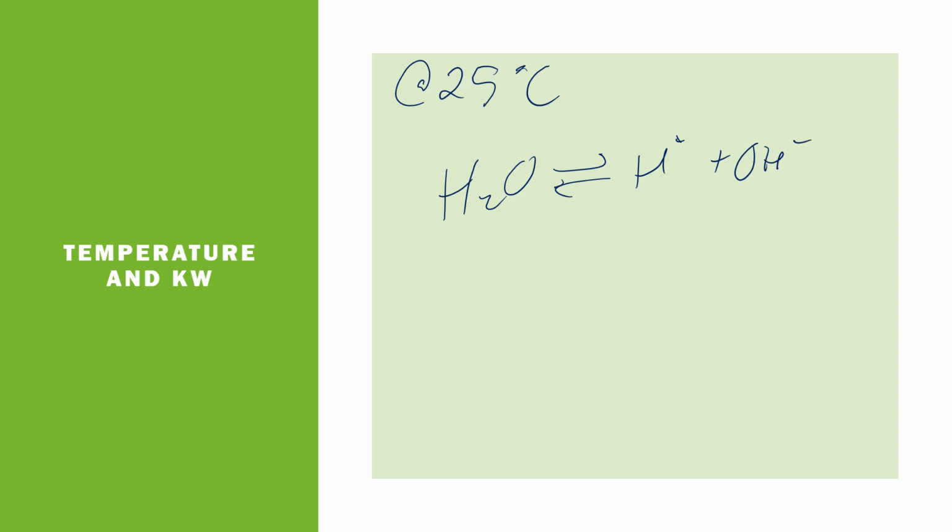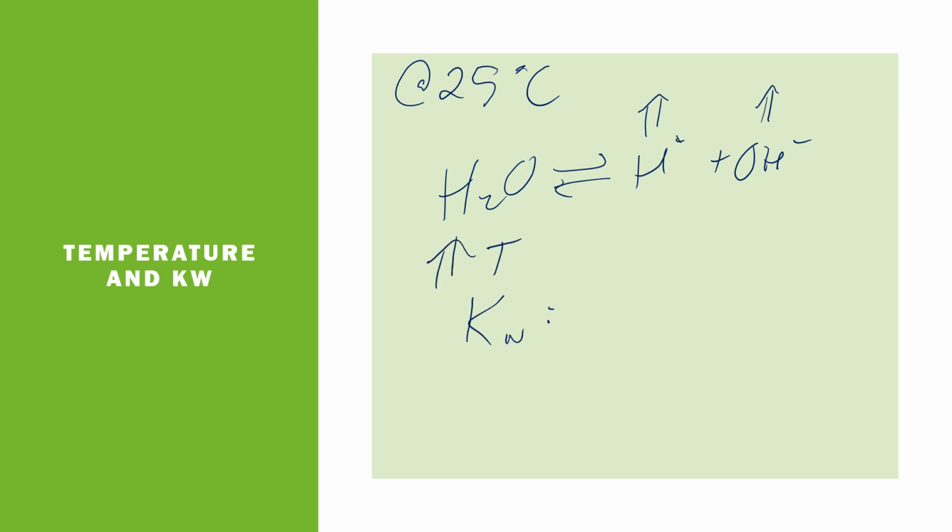Okay, so all of the ones that I've done so far have been at 25 degrees Celsius, and I will say the vast majority of the questions you will see in this unit will be at 25 degrees Celsius. However, they could ask you about how Kw changes and how the pH and pOH change when the temperature changes. So let's say you have a higher temperature. Okay, at higher temperatures, more of the water will dissociate. More of it will break down into those hydrogen ions and hydroxide ions. All right, so you're going to have an increased concentration at a higher temperature.